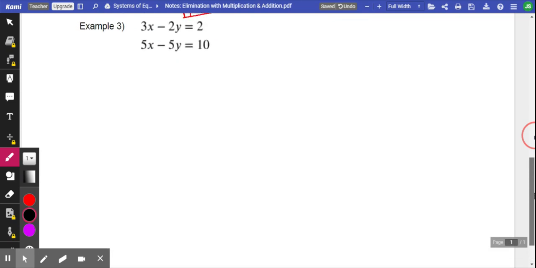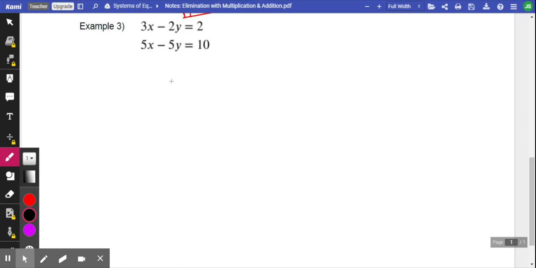Okay, last but not least, our last example for today. Whoop, a little too far. There we go. Okay, so in this example, we've got 3x minus 2y equals 2 as our top equation, and 5x minus 5y equals 10. There's our bottom equation.